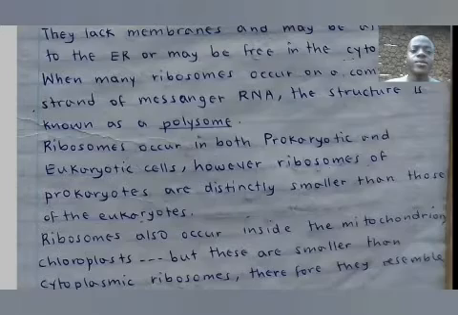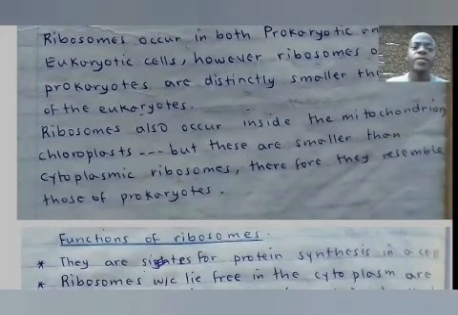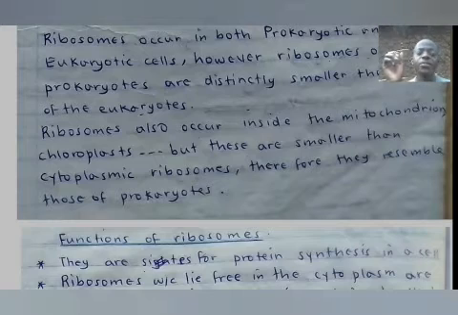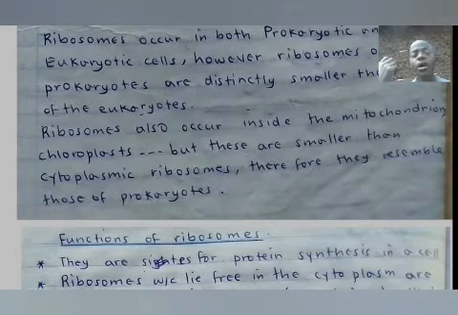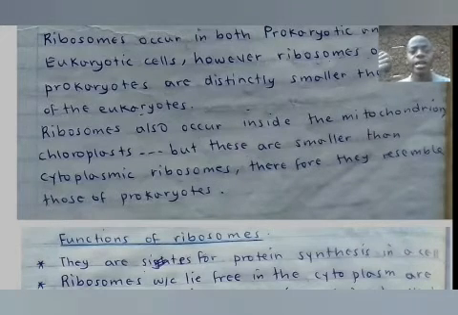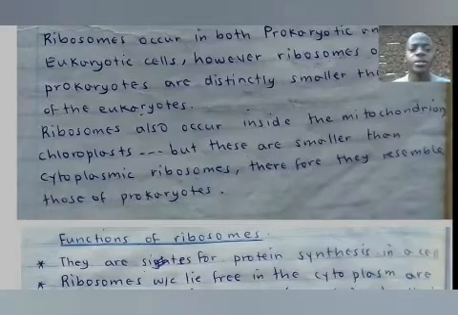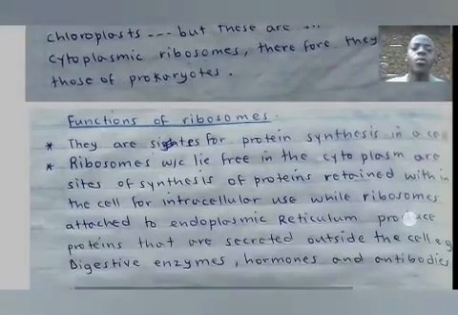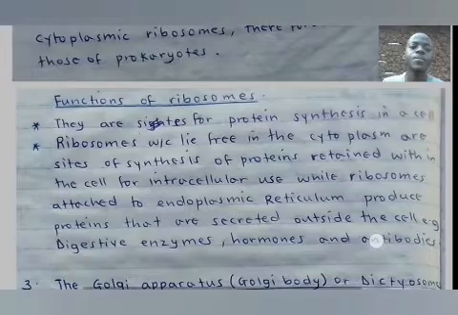So ribosomes also occur inside the mitochondria, even the chloroplast, and very many organelles. You find them there inside because their aim is to manufacture proteins. So they are found in very many parts. So now, what are the functions of the ribosomes?